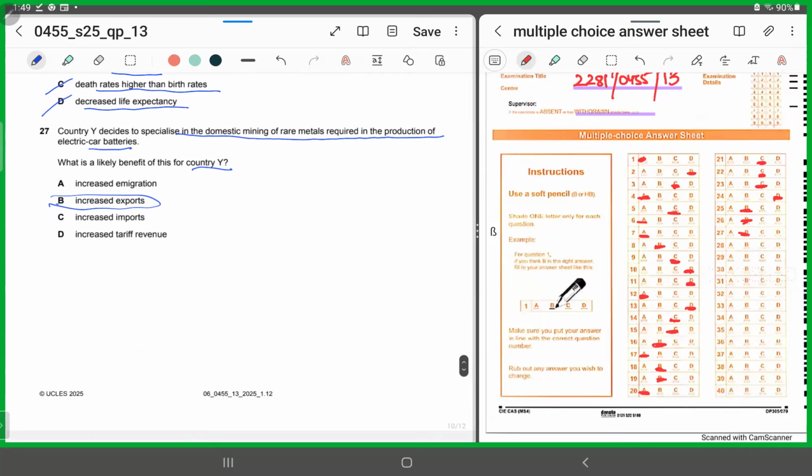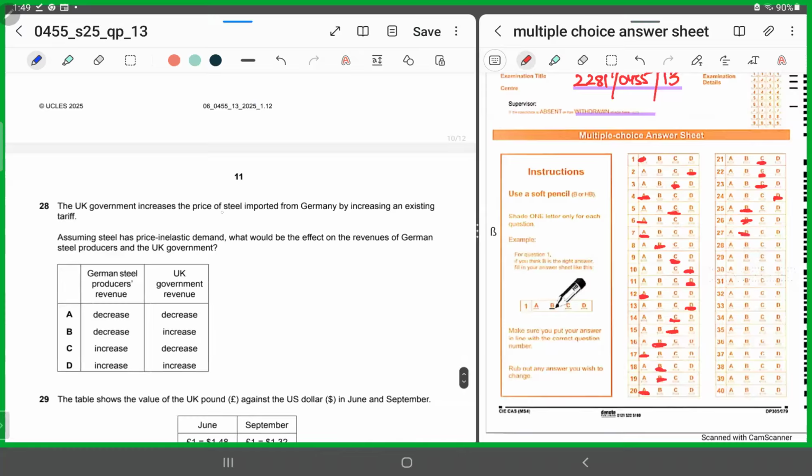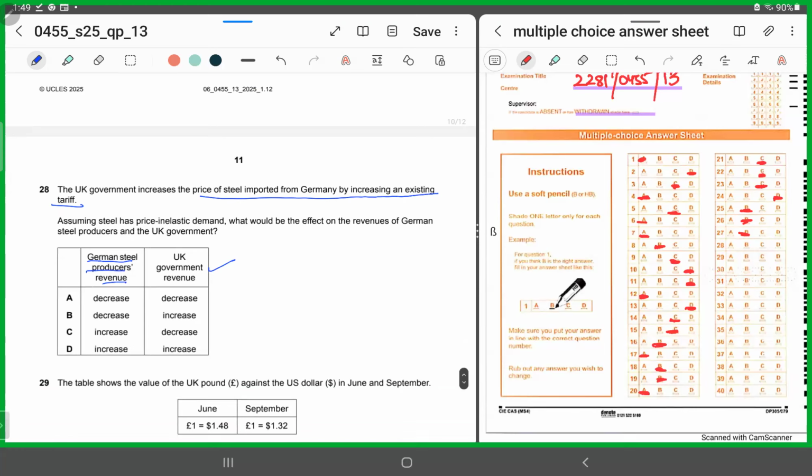28. The UK government increases the price of steel imported from Germany by increasing an existing tariff. So now it imposes a tariff on its imports of steel from Germany. Who does it? UK. Now they are asking what would be the impact of this decision on the German steel producers' revenue and the UK government revenue. The UK government revenue should increase because now it's earning tariffs.